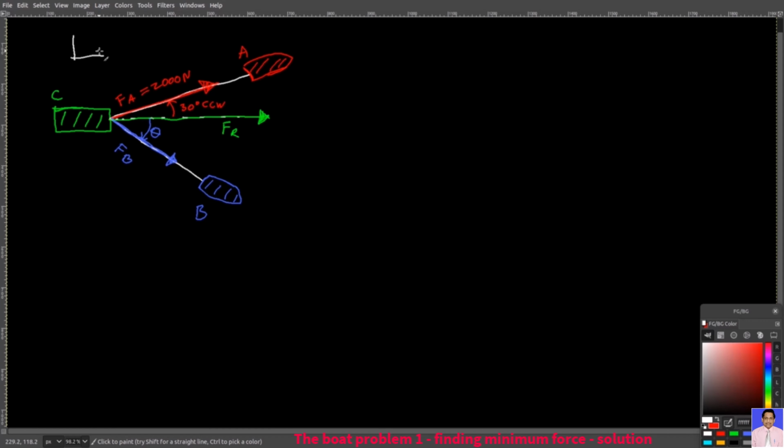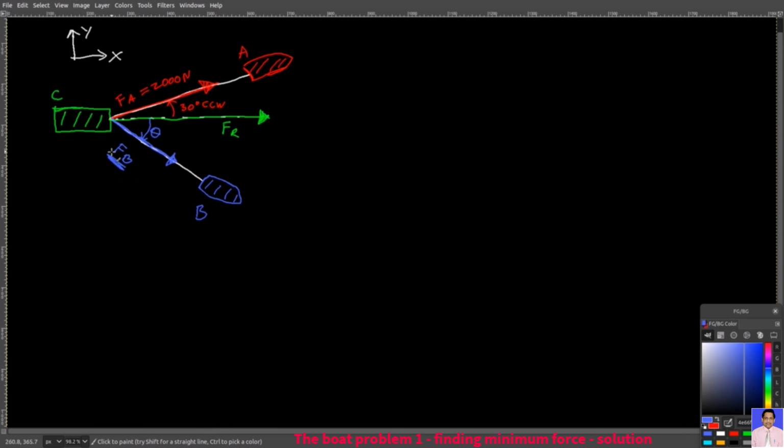We define that this is the positive x-axis and this is positive y-axis. So the cargo boat needs to move along the positive x-axis. And it is not important how much force is directed along the positive x direction due to these two tugboats. What is important though is that FB needs to be as small as possible. So you should minimize FB.